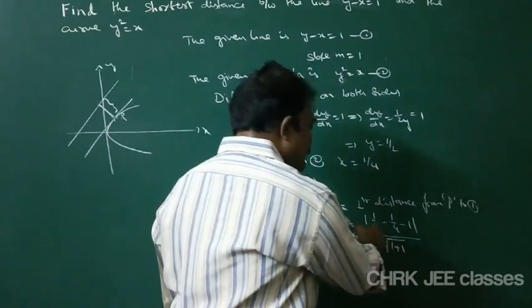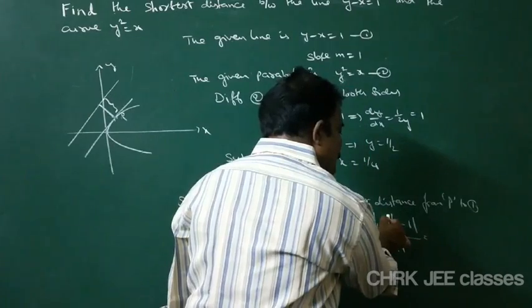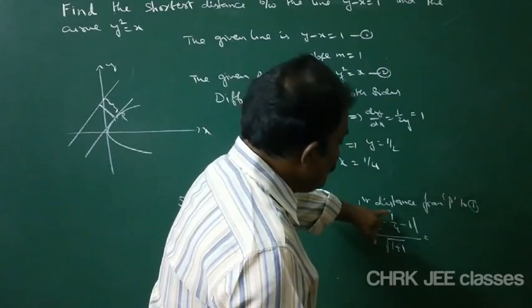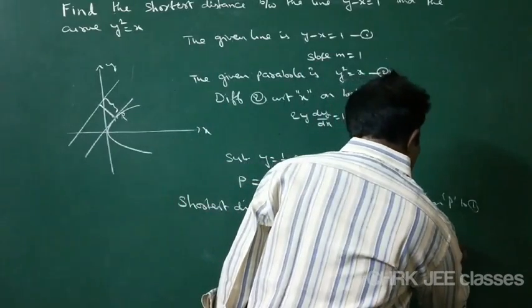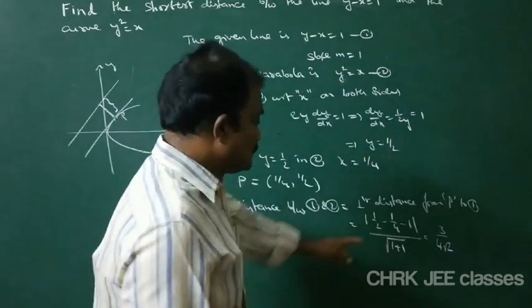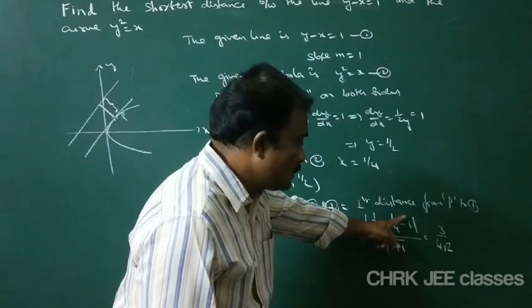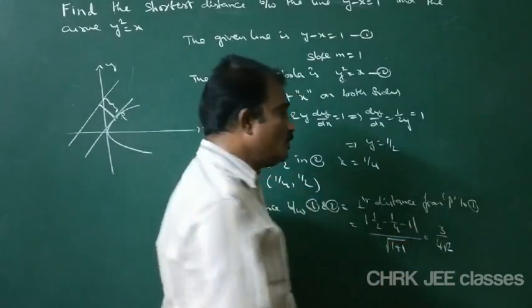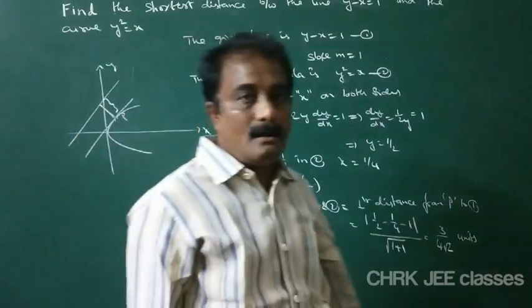By simplifying this one, by taking 4 LCM, 2 minus 1 minus 4, so 2 minus 1, 1 minus 4, minus 3, 3 by 4. So 3 by 4 root 2. Once again, by taking 4 LCM, we are getting 2 minus 1 minus 4, minus 3 by 4. Modulus of minus 3 by 4 is nothing but 3 by 4 root 2 units. This is the shortest distance between the line and the curve.